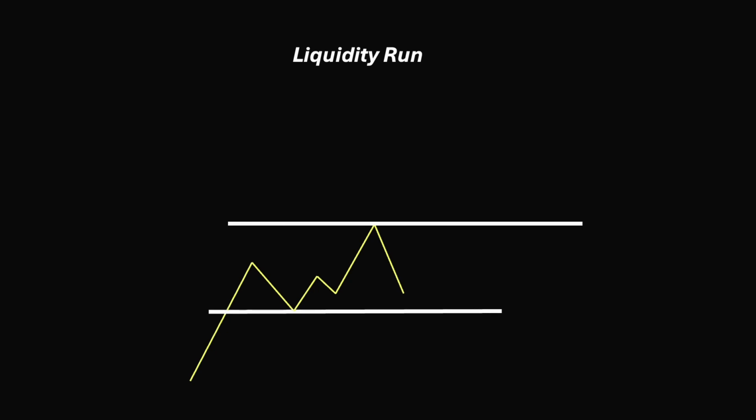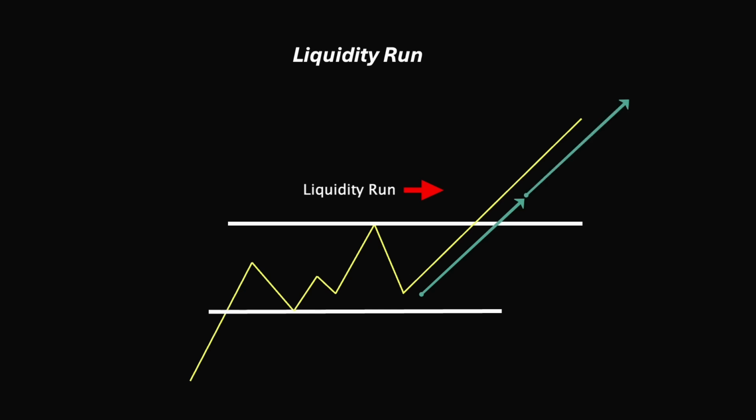Now let's look at the liquidity run. A liquidity run is when the price moves in the direction of the prevailing trend, targets liquidity, and keeps going without reversing. For example, in a bullish market, the price might target a previous high, sweep the buy-side liquidity sitting above it, and continue rising to make a new high.